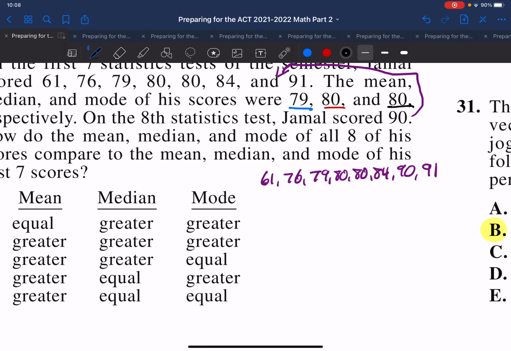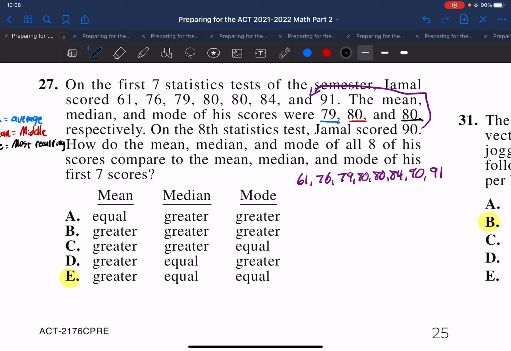Of the three, the easiest one to find is the mode, because 80 is the only one that shows up most often. That hasn't changed. It was 80 before and it's 80 now. So right off the bat we can eliminate letter A, letter B, and letter D, because what we want is the mode to be equal. Now if we notice with our answers that are left, for the mean they're both greater. So looking at the average isn't going to help us. Instead, we have to look to the median.